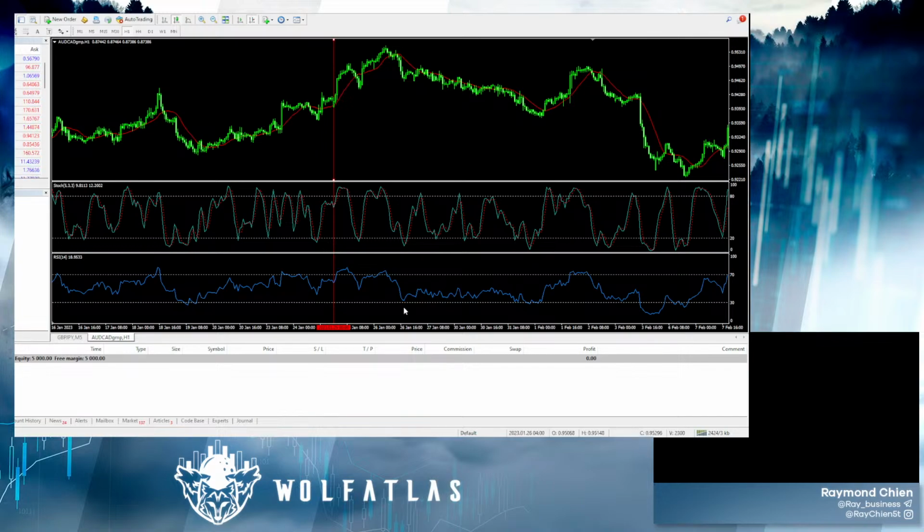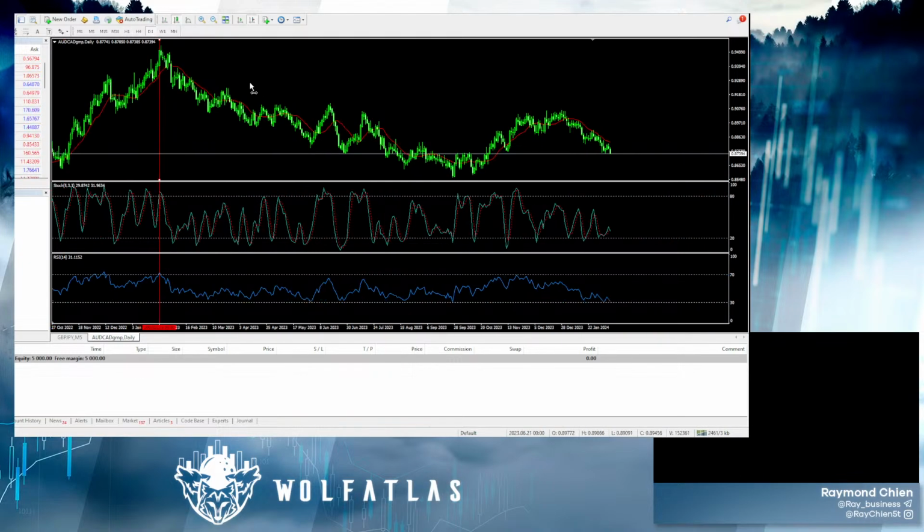For the RSI, we're still looking at overbought and oversold zones, but for exiting, we don't need both the stochastics and the RSI to reach overbought or oversold. You just want the RSI. That is it on H1. So with this order specifically, let's quickly take a look.